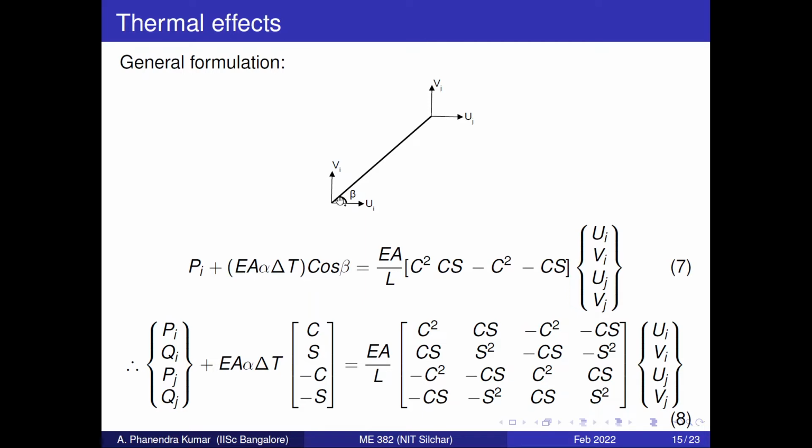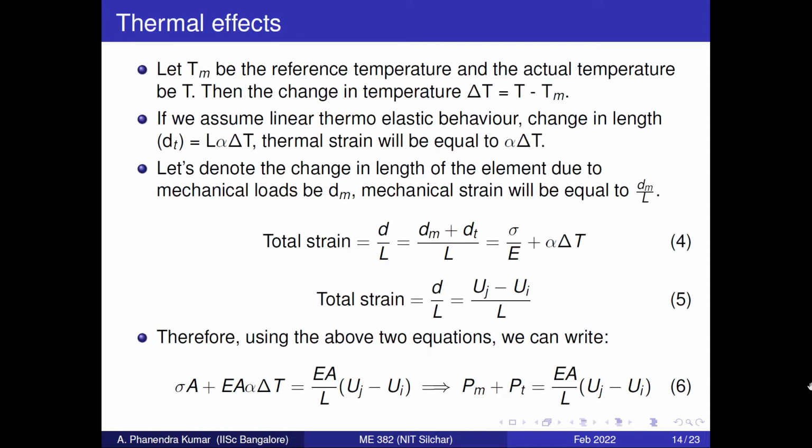So this is the element, this node is I, this node is J, and it is making an angle beta. These are the displacements in x and y directions. This is for the jth node, this is for the ith node. PI represents the load in the x-axis direction due to mechanical loads, and EA alpha delta T is the thermal load. We have seen here, right? This is the thermal load, EA alpha delta T.